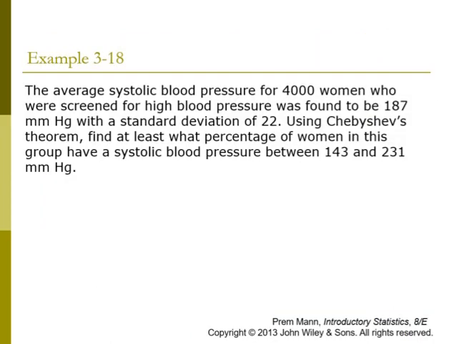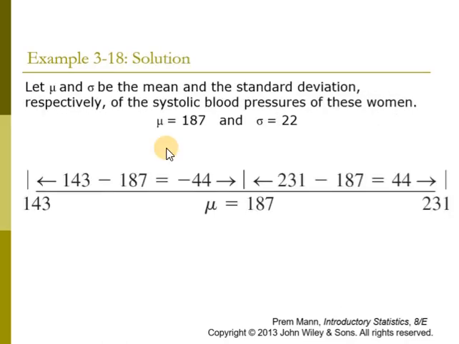For example, the average systolic blood pressure for 4,000 women who were screened for high blood pressure was found to be 187 mmHg with a standard deviation of 22. Using Chebyshev theorem, find at least what percentage of women in this group have a systolic blood pressure between 143 and 231 mmHg. So the average or the mean, which we denote as mu here, is 187. And the standard deviation is given, which is 22.